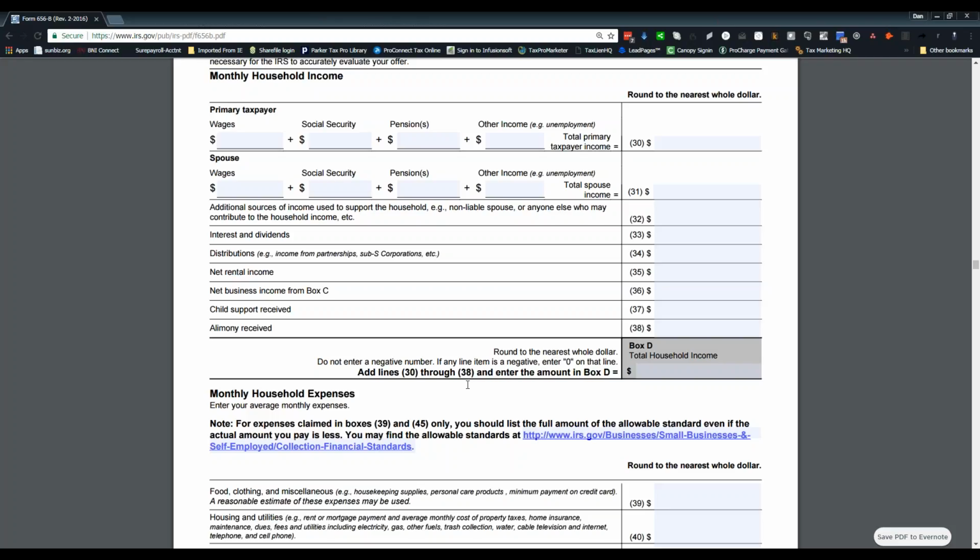So when you're dealing with these forms, if you're dealing with the revenue officer, then submit the offer to the revenue officer, and they're supposed to send it up the ladder so that it gets processed. So here is the information.